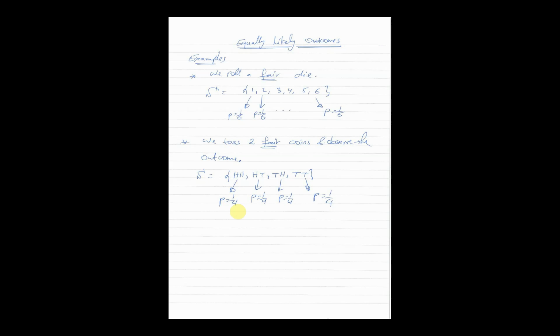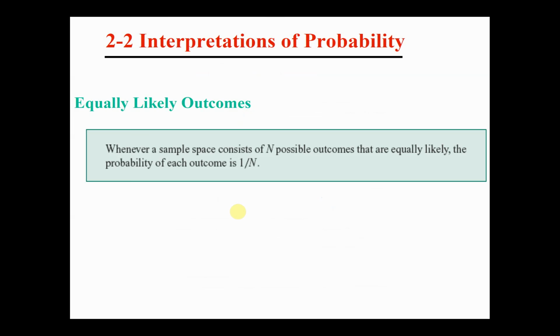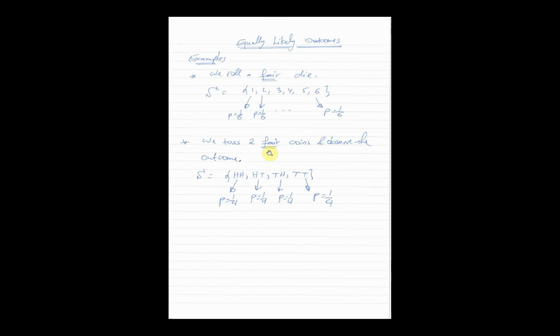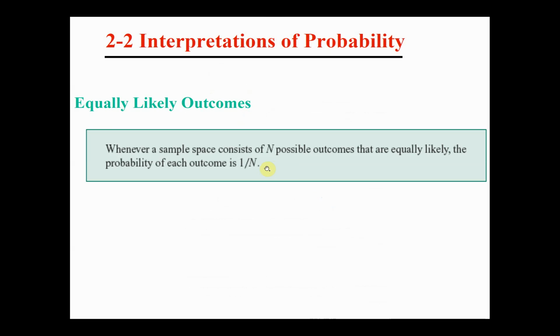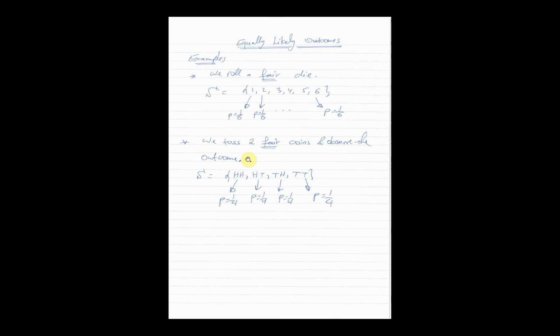So we started calculating probabilities already. We have a very simple case in which our sample space has n outcomes. We have seen examples where n is equal to 6 or n is equal to 4, or if we have only one coin, n is equal to 2. And as long as the outcomes are equally likely, as long as each outcome has the same probability as any other outcome, then the probability of each is 1 over n.